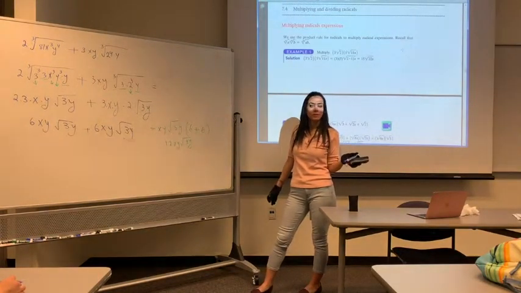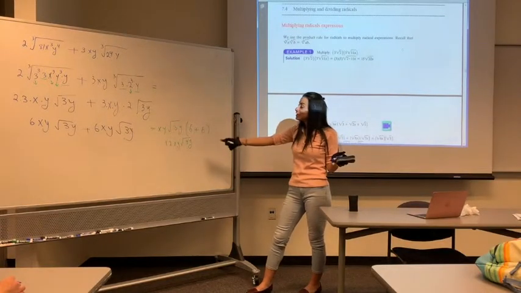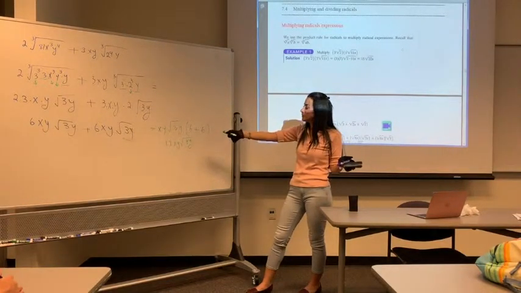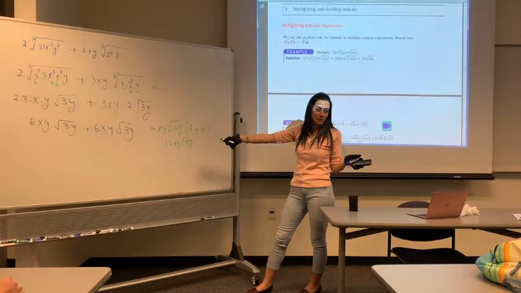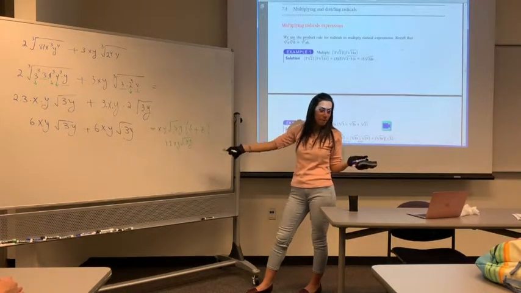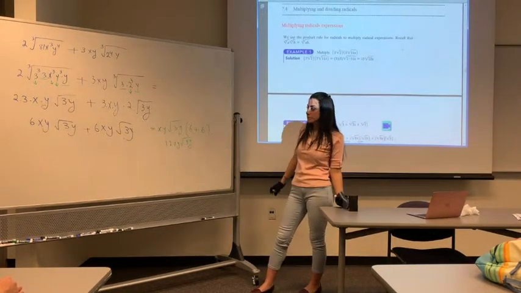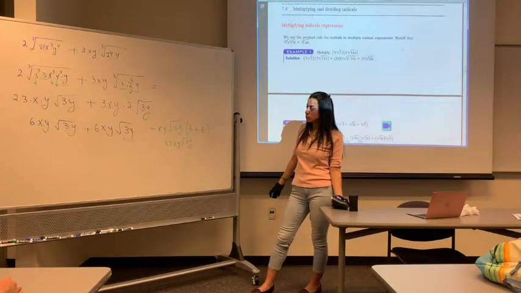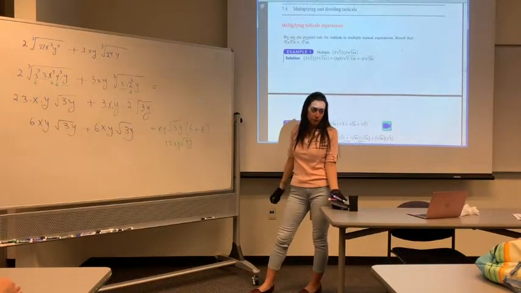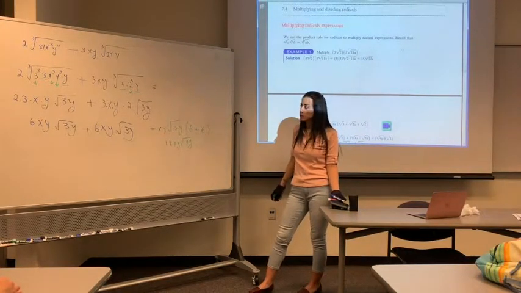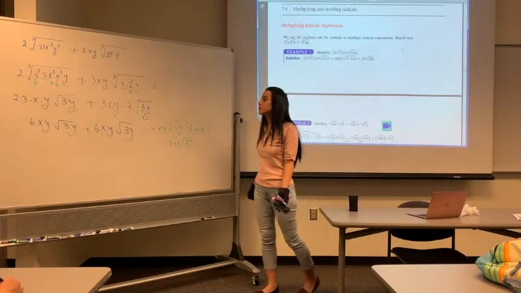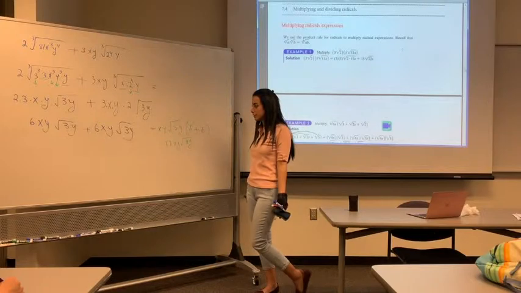Do you have any question? No? Okay. So did you see I was hesitating here? Because there's another way also. How do you know what numbers go down? Those are coming out of the radical. The other numbers and variables stay.